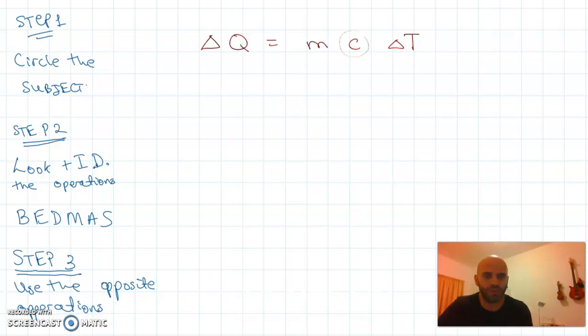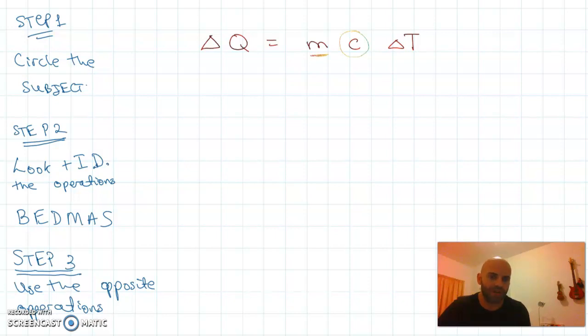Okay. Because when we get a new equation and we get a new constant, it's always a good idea to rearrange it and then see if we can figure out its units and things like that. So I'm going to rearrange for the specific heat capacity itself, C. First of all, step 2 is you look and identify the operations. What I mean by that is you look around. So if you put your eye where C is and look around it and see what's nearby it.